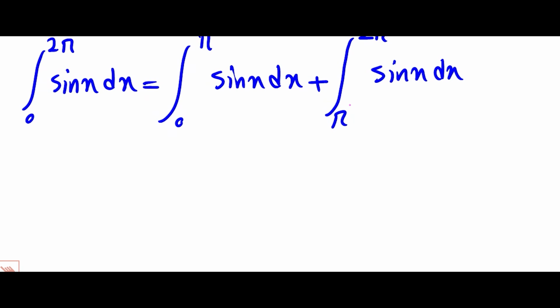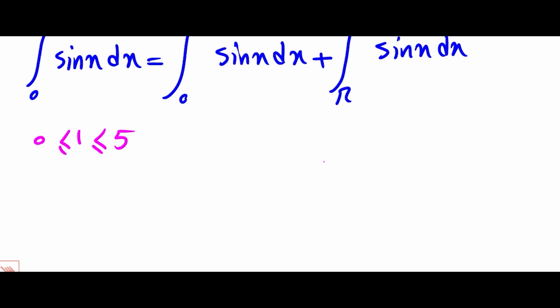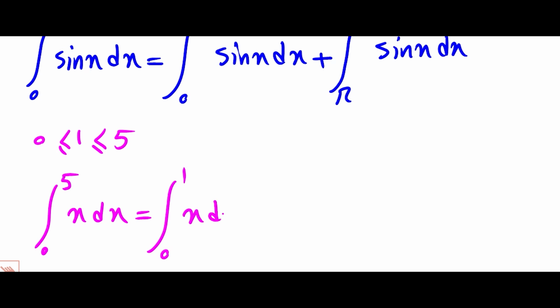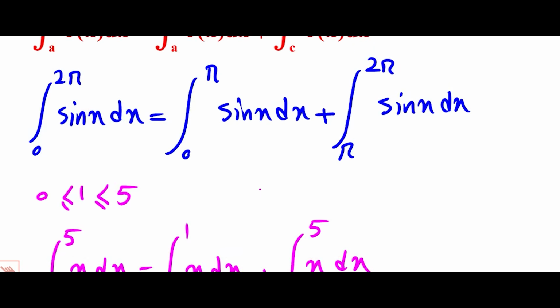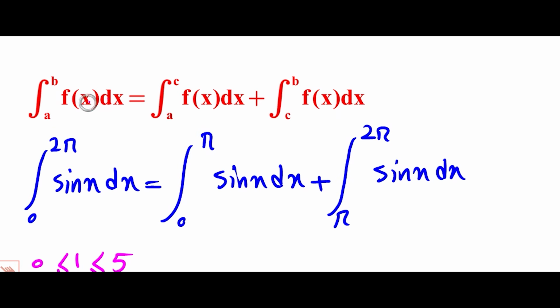Or, for example, 1 is between 0 and 5, right? So the integral of x dx from 0 to 5 equals the integral of x dx from 0 to 1 plus the integral of x dx from 1 to 5. So this means we can break one integral into two similar integrals. This is very useful when the interval changes direction or when the function is easier to analyze in pieces.